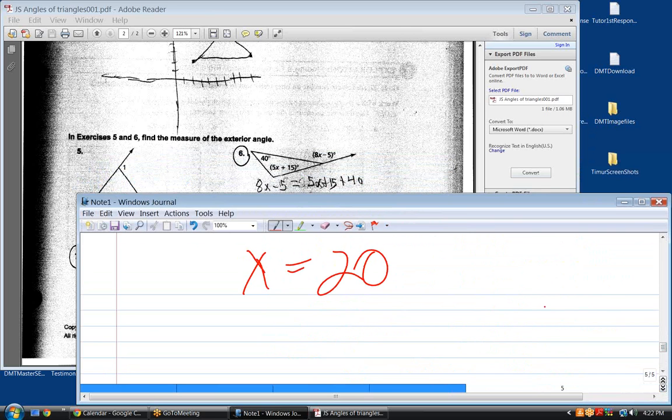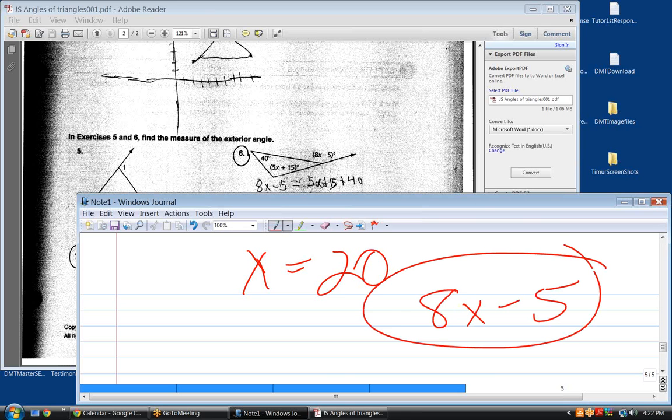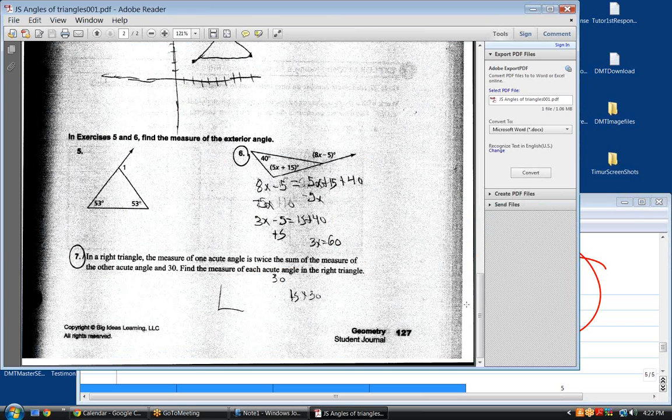160? Well, it's 8x minus 5. What is that when x is 20? 100, is it 155? Yes. Alright. Alright, let's look at number 7 here.